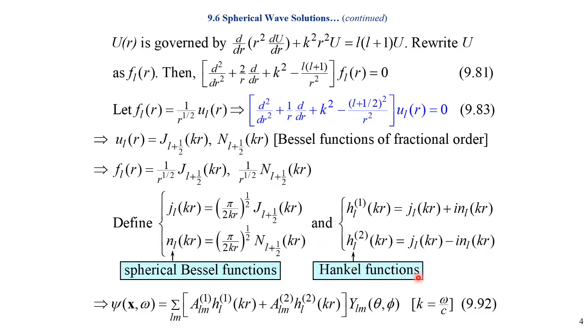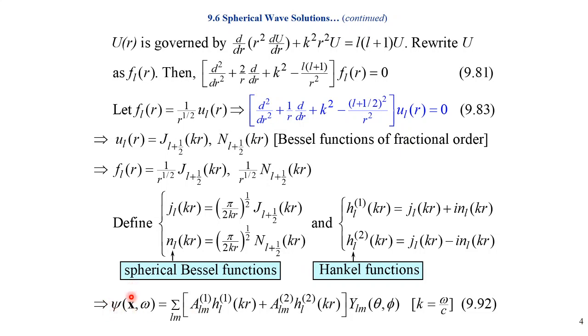It looks like Hankel functions, but this time it is lowercase j plus i n_l, and j_l minus i n_l, okay? So it looks like sinusoidal: cosine plus sine, cosine minus cosine plus i sine, cosine minus i sine. Similar. We will have a look at the behavior of these equations.